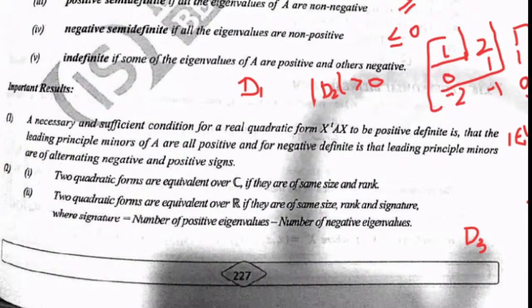And for alternating, if D1 is negative, D2 is positive, D3 is negative and D4 is positive, we can say that it is a negative definite quadratic form. We can see examples later.